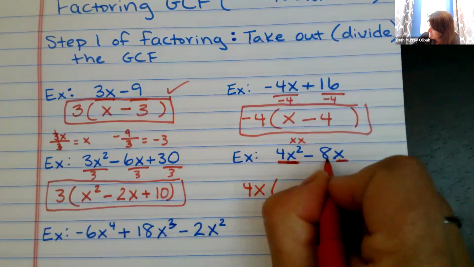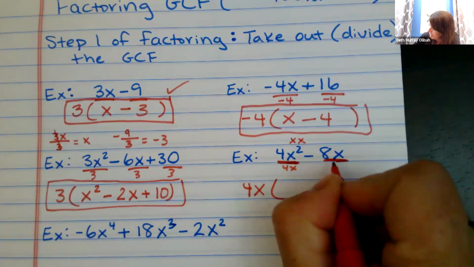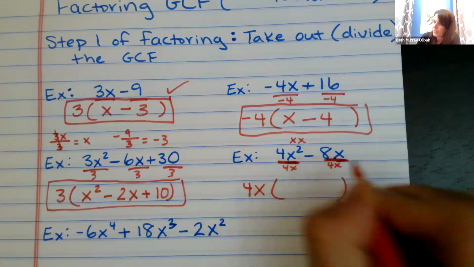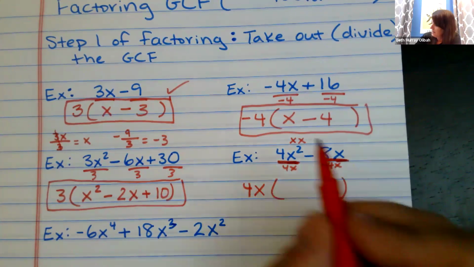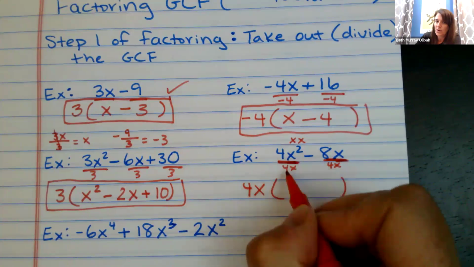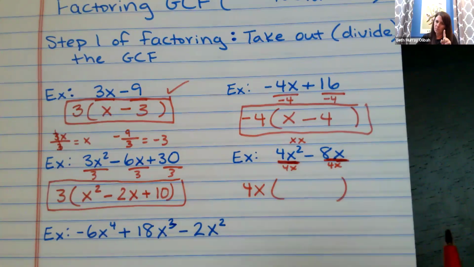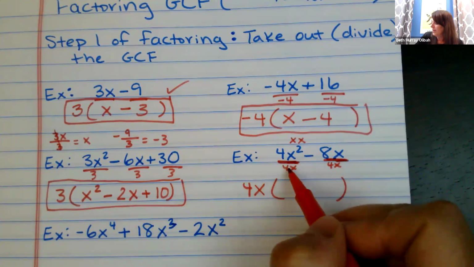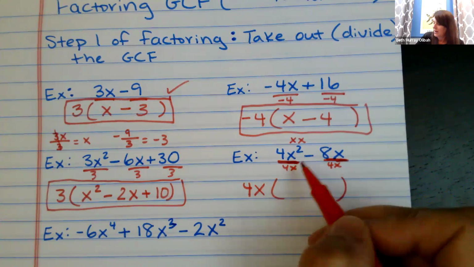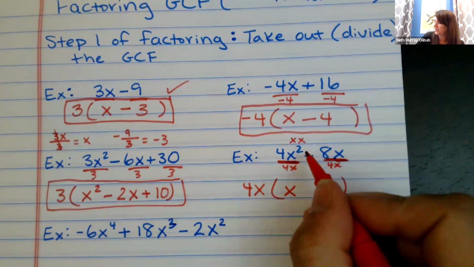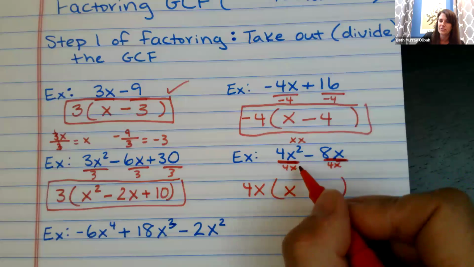Again, if you need to see what you're doing instead of just doing it in your head, I'm technically dividing both of these by 4x. In this case, the 4s would wipe out. They don't really wipe out, they become a 1. So that's really 1. And then x squared divided by x is x, because you basically just subtract with variables.